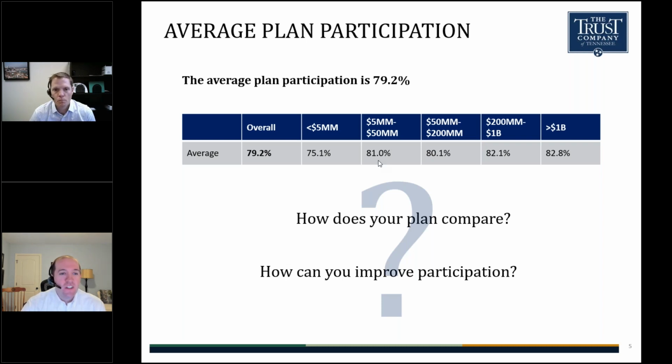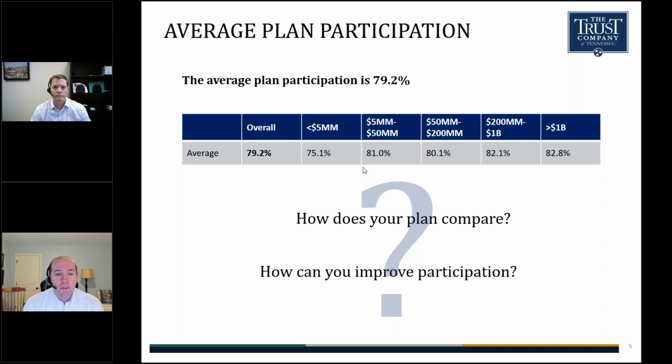So Kevin, why don't we jump in and talk about plan participation? Sure. As you can see from this slide, across all the different segments of retirement plans, from what we call small market plans all the way to jumbo plans, the average participation rate is about 79.2%. That is kind of skewed because of those large plans, but even in the small market, average participation is about 75%. So think about that for a second. How does your plan compare to the national average, and how can you improve your participation?